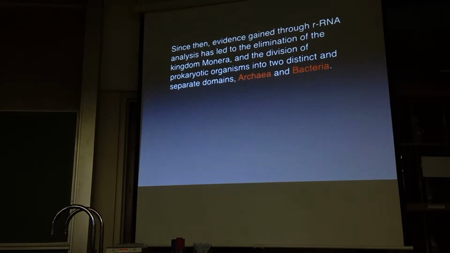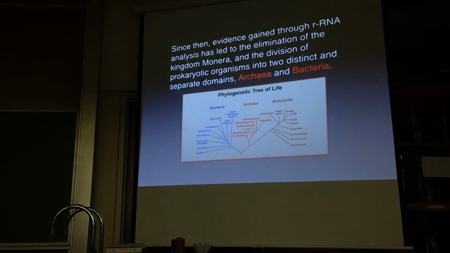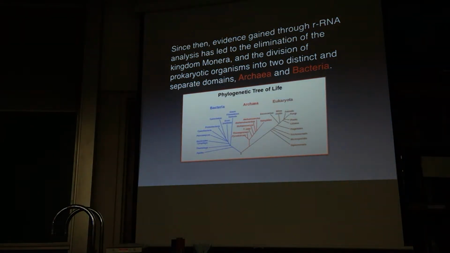The domain is a level of classification above the kingdom. As far as I know, there still is no kingdom for prokaryotic organisms. But anyway, so we're going to look at these 2 groups. You'll see lots of representations of the 3 domains of life. So the 3 domains are archaea, bacteria, and eukarya. Everything eukaryotic is in the eukaryotic domain.